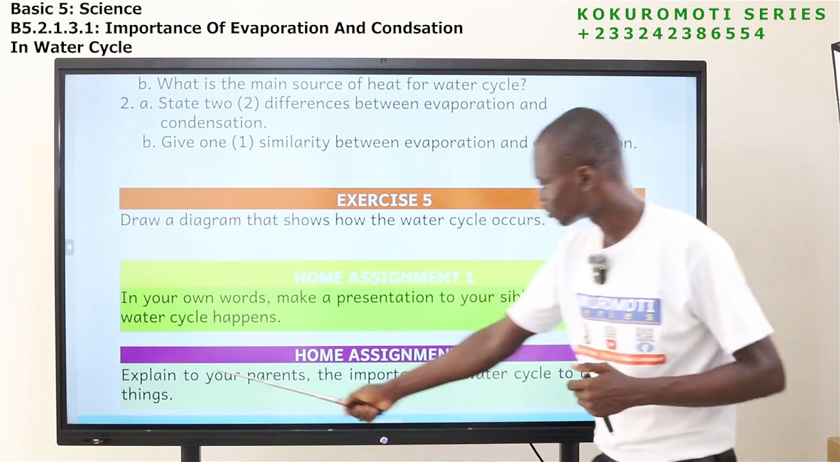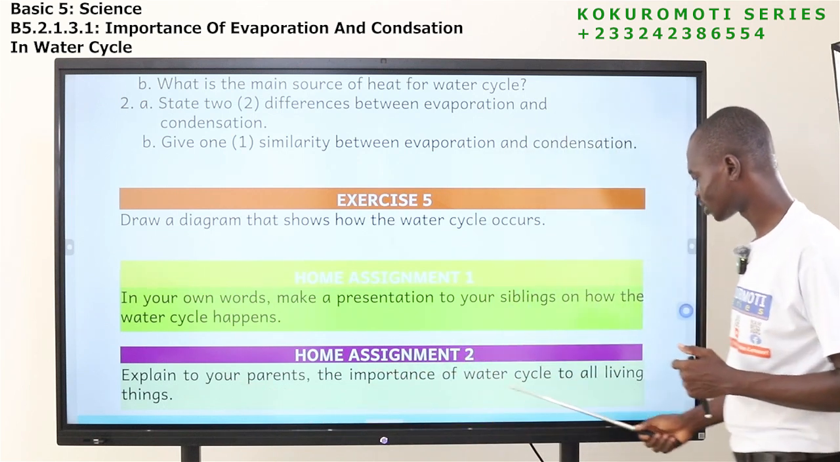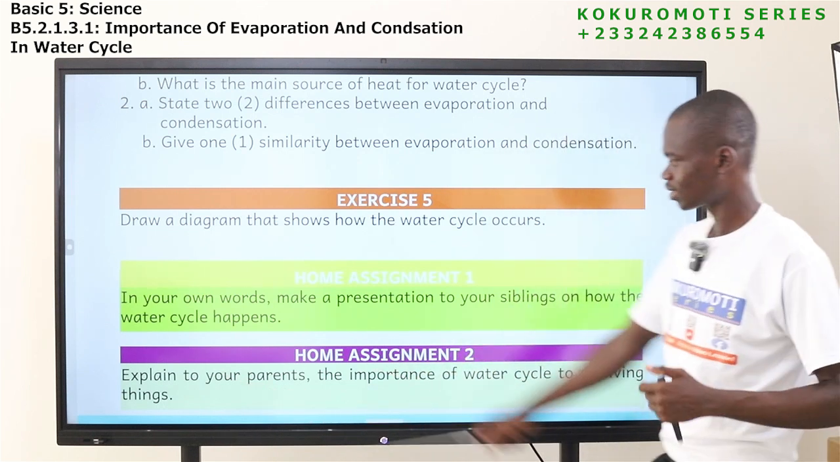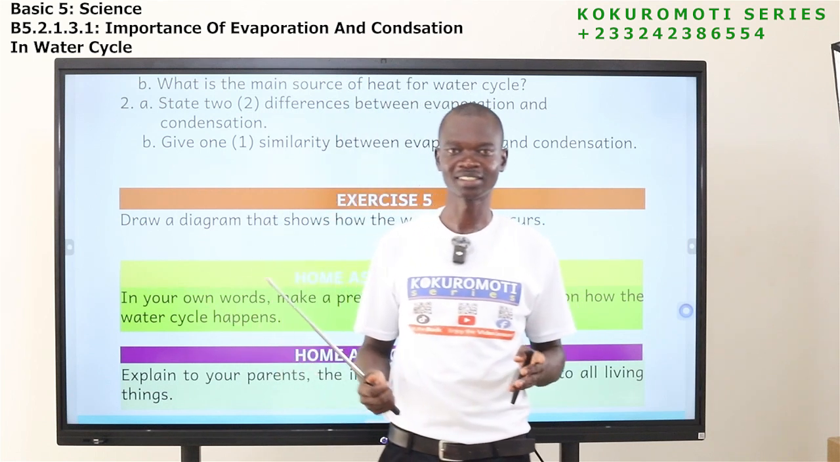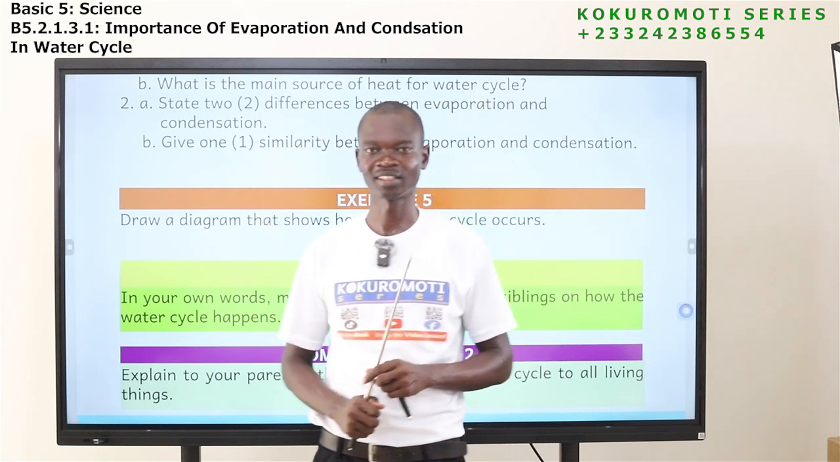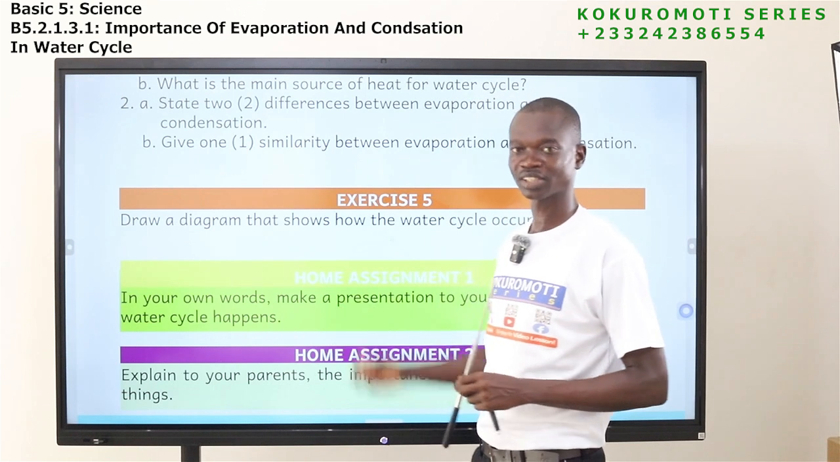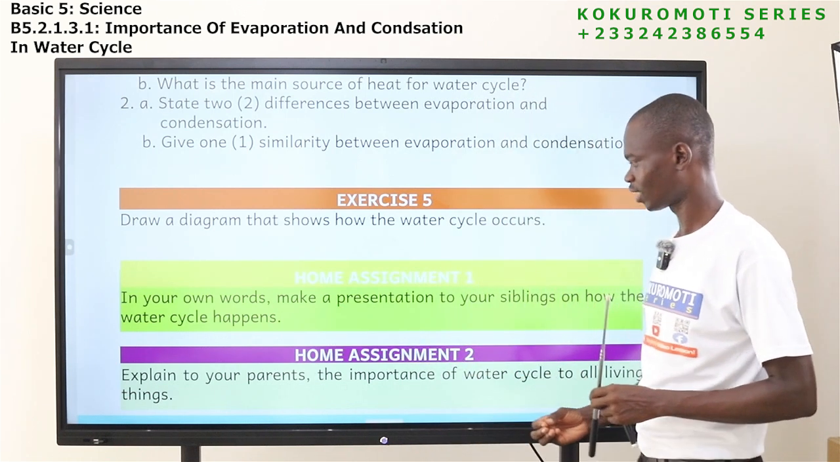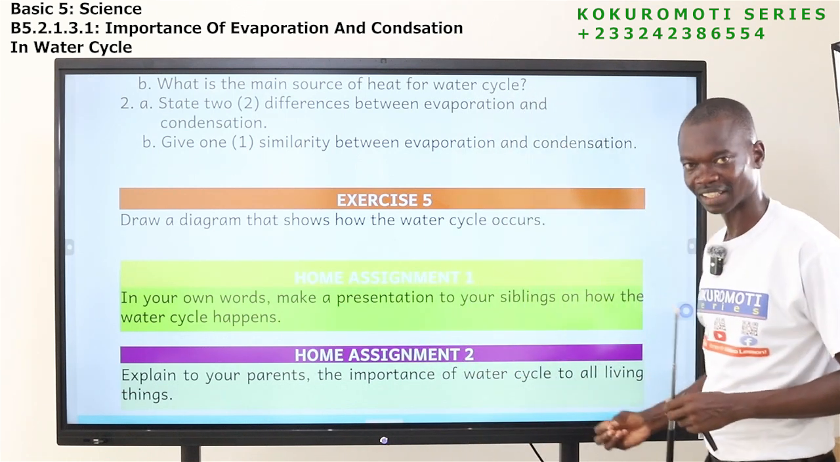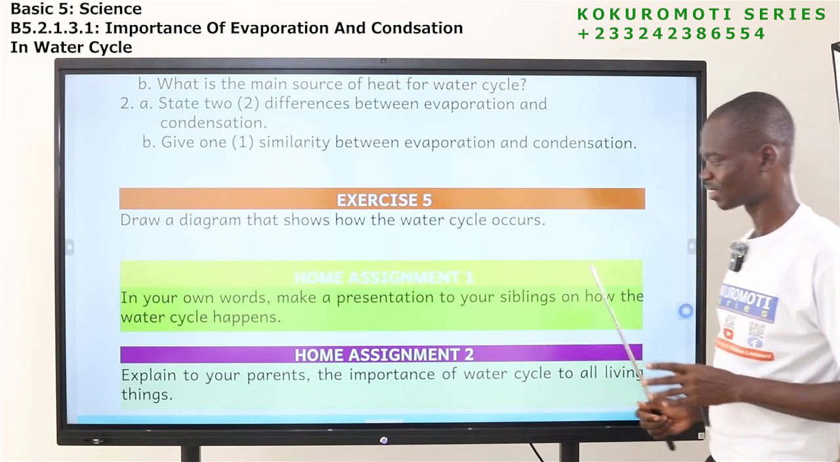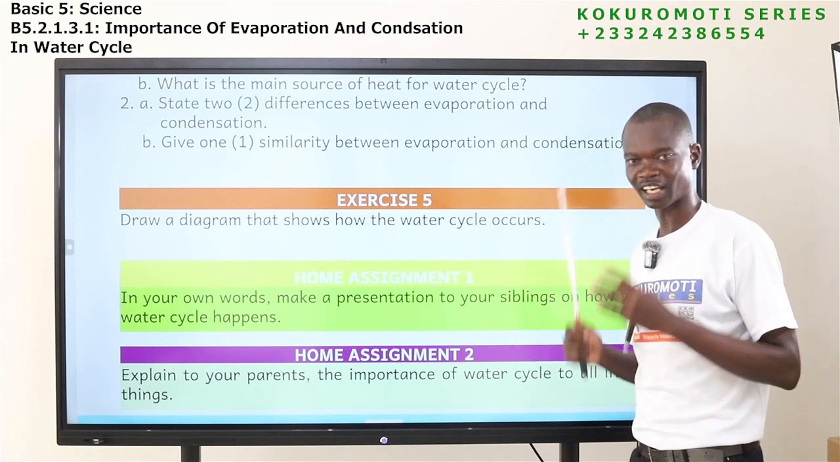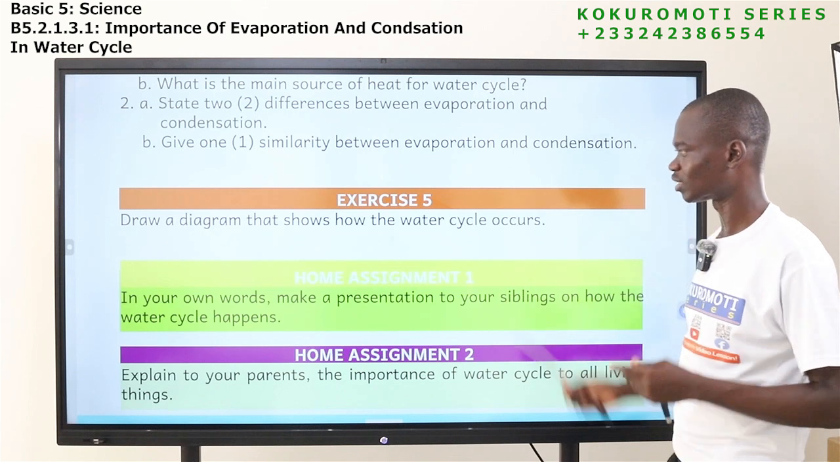From all the things that we have learned, I believe you can answer that question. Home assignment 2: explain to your parents the importance of the water cycle to all living things. The movement of water, is it important? Think about it, and then let us know the importance of the water cycle to all living things. Yes, a lot of importance. I know you can tell, so think about it.